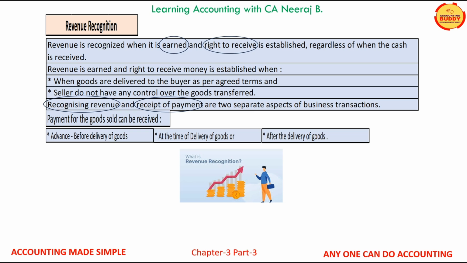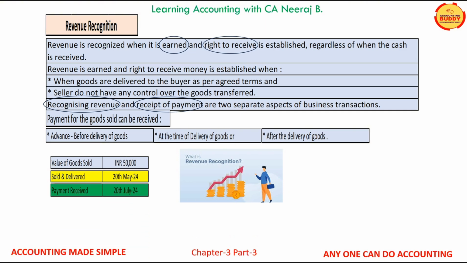Let us take an example. If the value of the goods sold is say INR 50,000 and the goods are sold and delivered on 20th of May 2024, however, the payment is received after 2 months on 20th of July 2024. In this case, the sale is recorded as realized in the month of May and the transaction shall be recorded on 20th of May 2024 irrespective of the fact the payment is received on 20th of July.